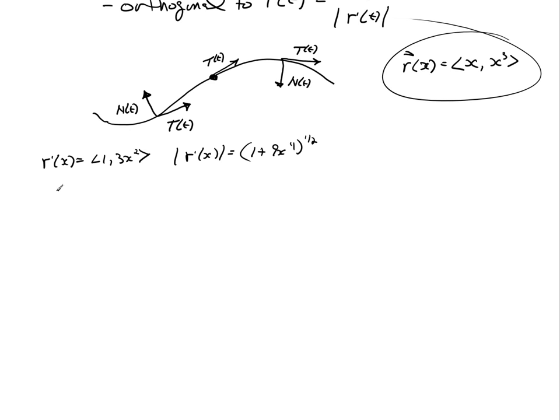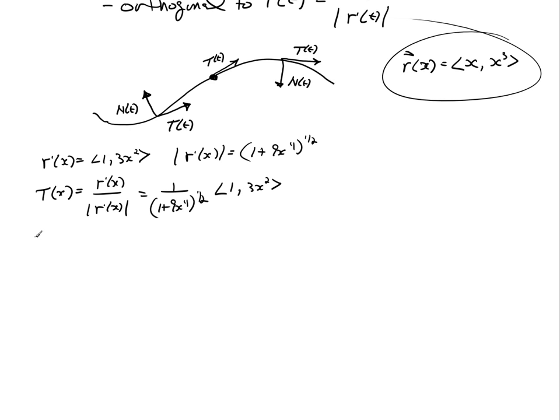So what I'm looking for is the unit tangent vector. So the unit tangent vector is going to be r prime of x over the magnitude of r prime of x. So that's going to be 1 over (1 plus 9x to the 4th) to the 1/2 times the vector 1, 3x squared.